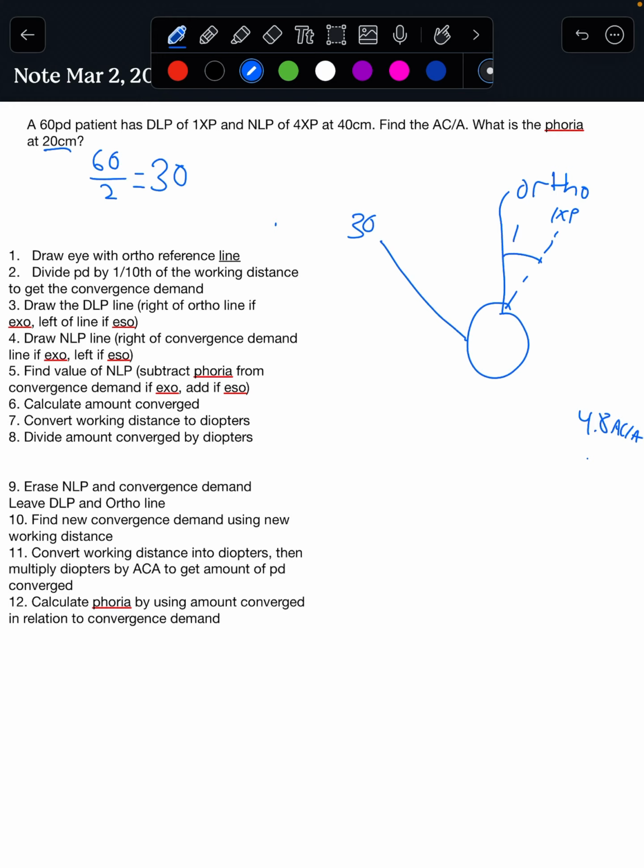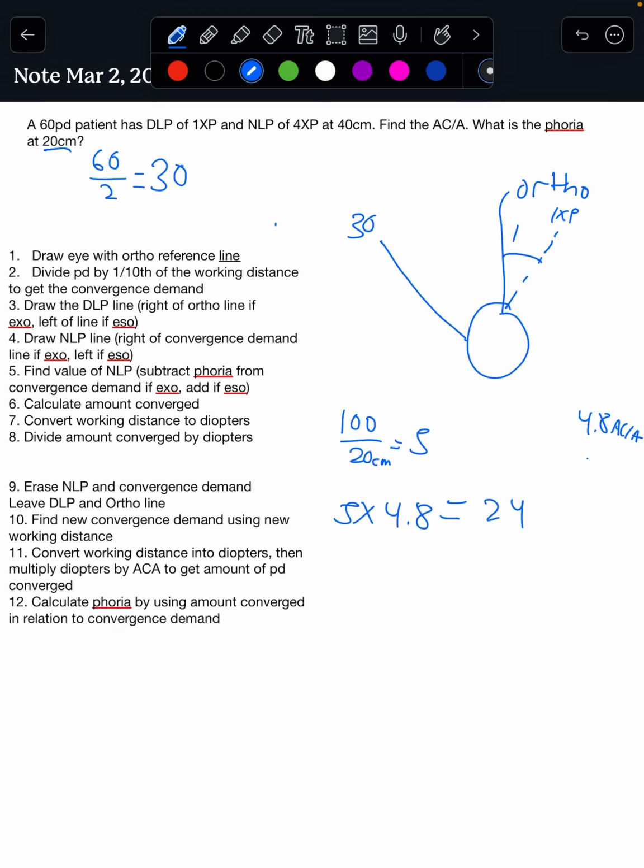Convert working distance into diopters, then multiply diopters by ACA to get amount of prism diopters converged. So we're going to do 100 divided by 20 centimeters, and that's 5 diopters. So now we're going to do 5 times 4.8 equals, please hold, I have to calculate this. 5 times 4.8 equals 24.